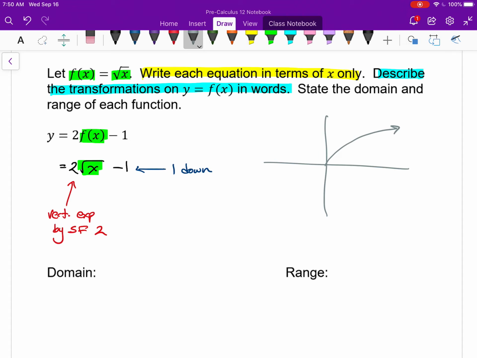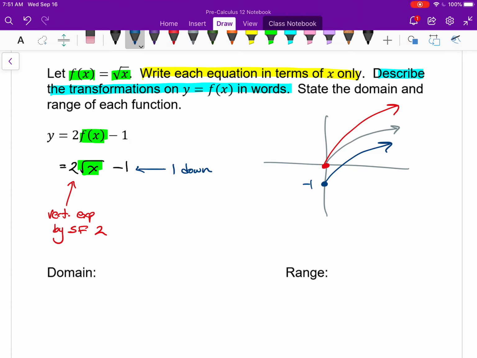Well, let's look at my 2 transformations. The vertical expansion will stretch it and look something like this. I don't care about the details about exactly how high it's being stretched vertically. However, that doesn't change the domain or the range. So far, the domain and range are still greater than or equal to 0. The last transformation is when I move this one down. So that starting point is now down here at -1. It looks something like this.